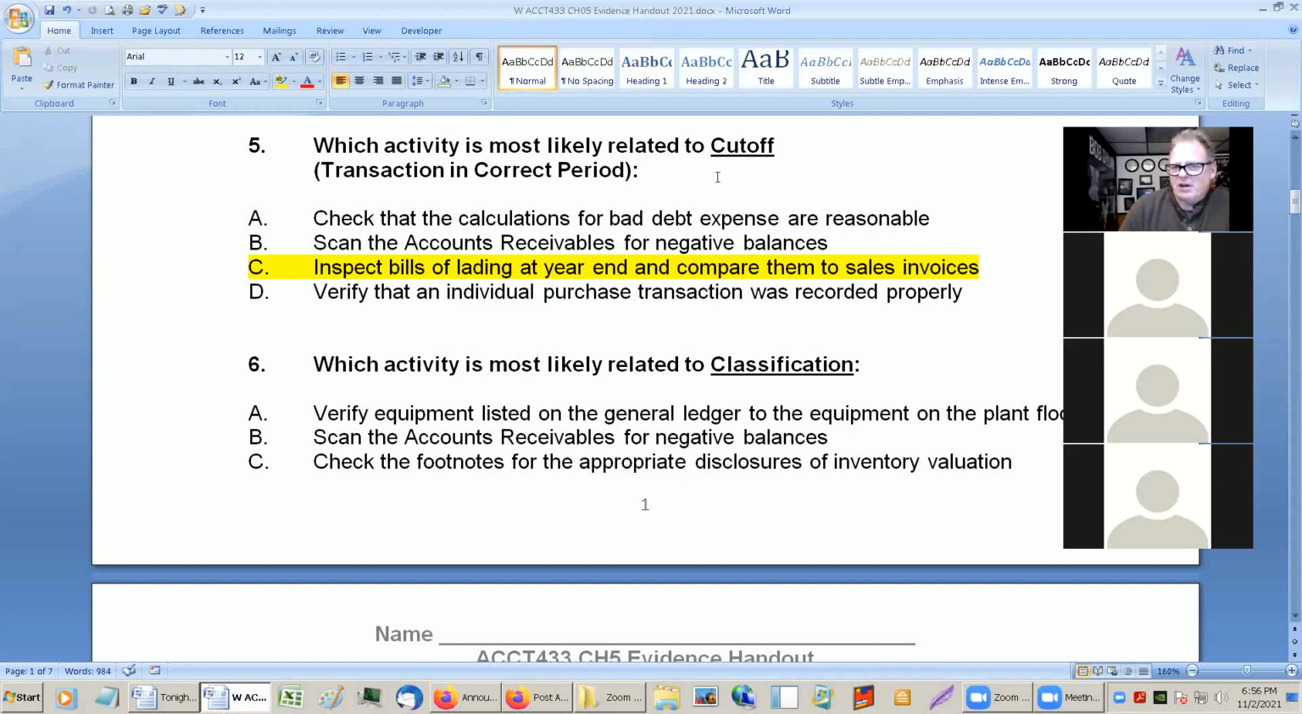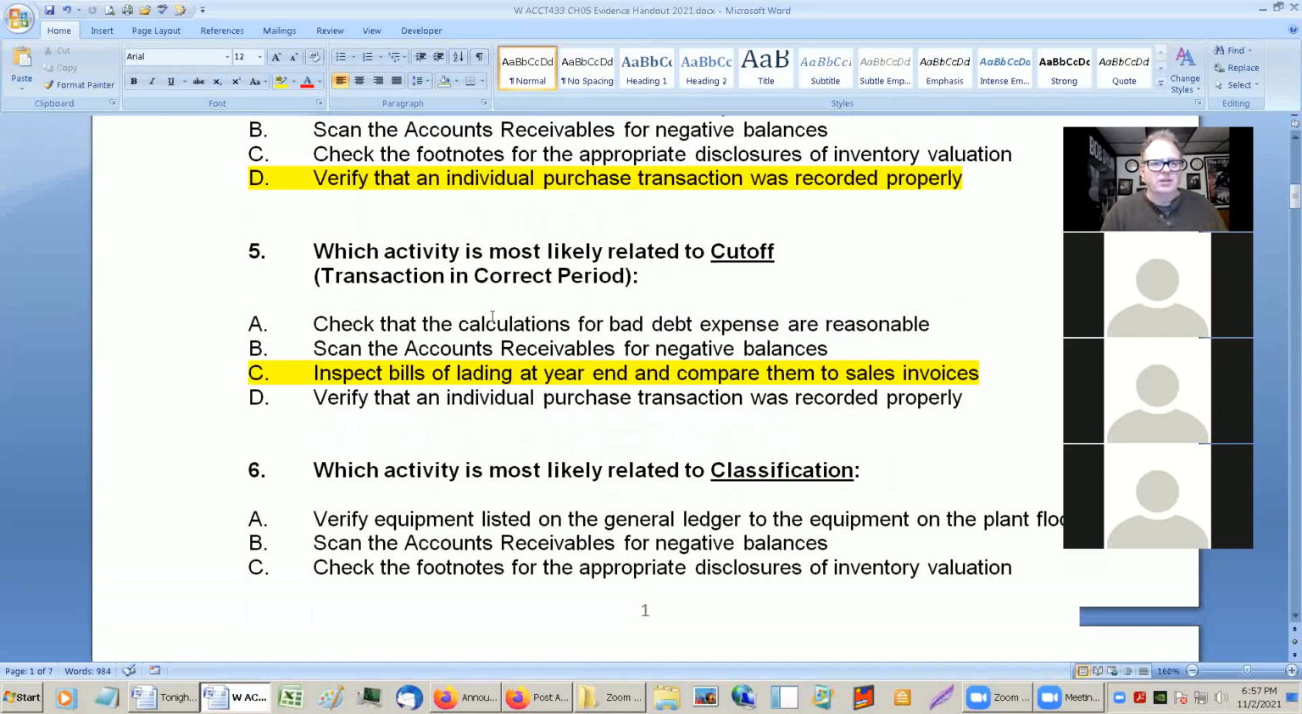we used to call this either existence or completeness. Now they call it cutoff. But you're basically looking for those things that were shipped to get included in the year. Those things that were not shipped are not included in that year. So you're looking at the cutoff. It usually goes by the bill of lading. It has to be shipped. If it's not shipped, then there's no way the customer owes you, right? If you haven't shipped it yet, until you ship it, they don't owe you.